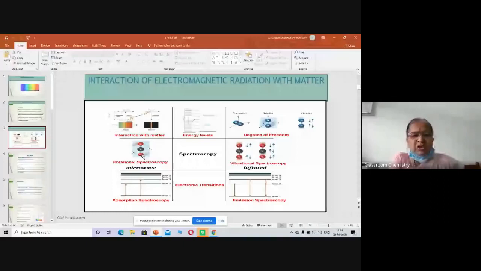Depending upon the absorption of radiation, that spectra is the absorption spectra, while if there is the emission of the radiation, the spectrum is the emission spectrum. This is about the interaction of electromagnetic radiation with matter.